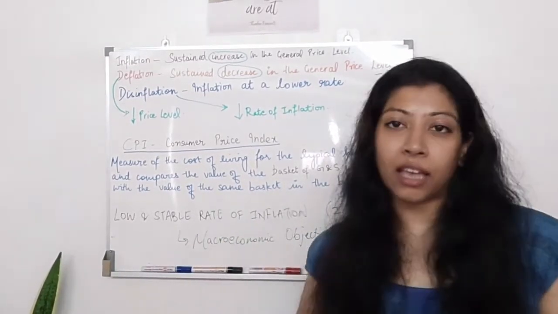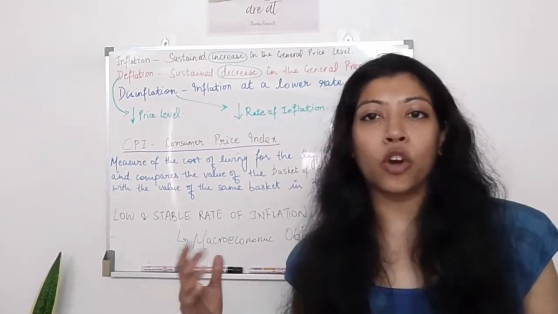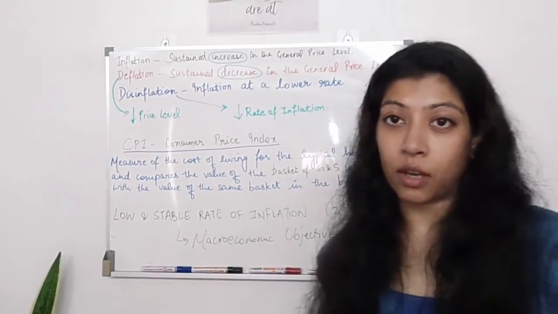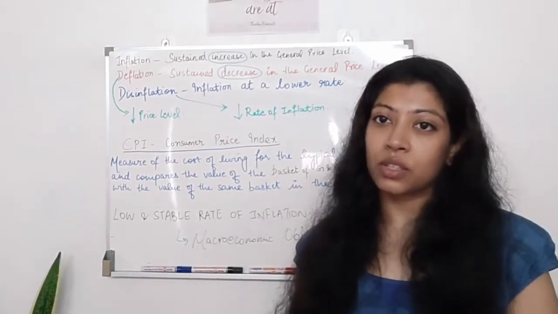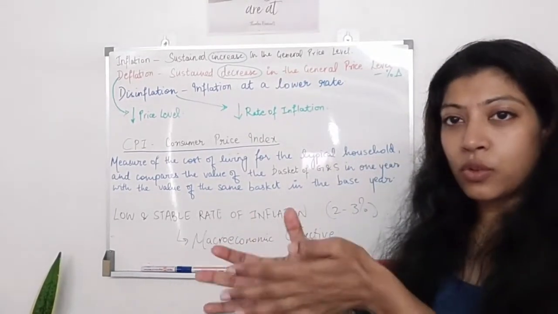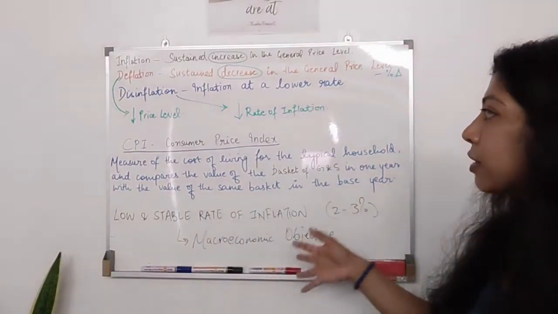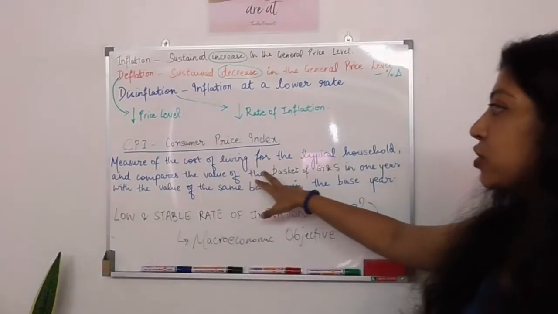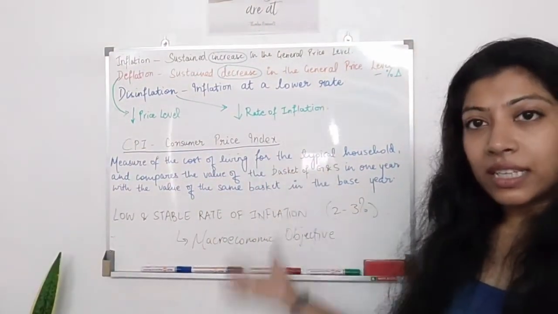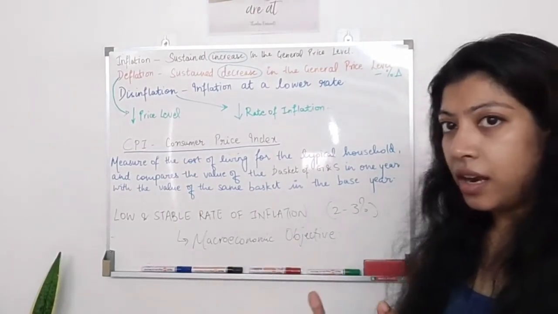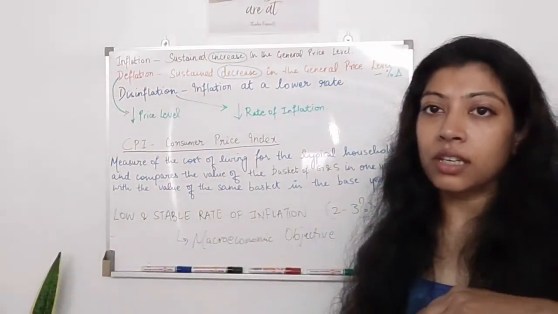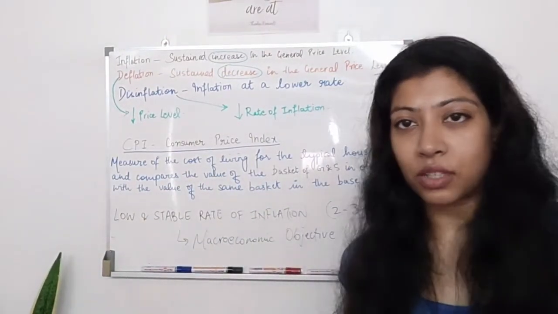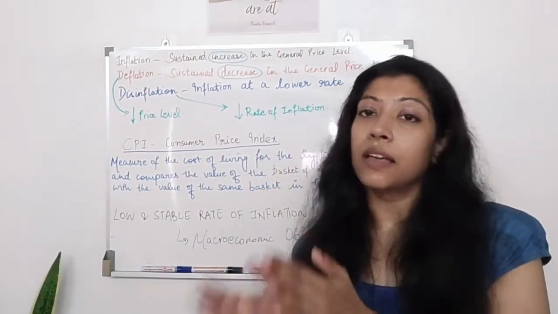So how many haircuts has that family taken? How many movies have they seen? How many sanitizers do they buy? How many burgers are they consuming? So things like that. So that typical household, what is their spending, okay? And then it will measure the cost of living. How it does that is that it will compare what was the value of that basket in one year compared to the value of that basket of goods and services in the base year.